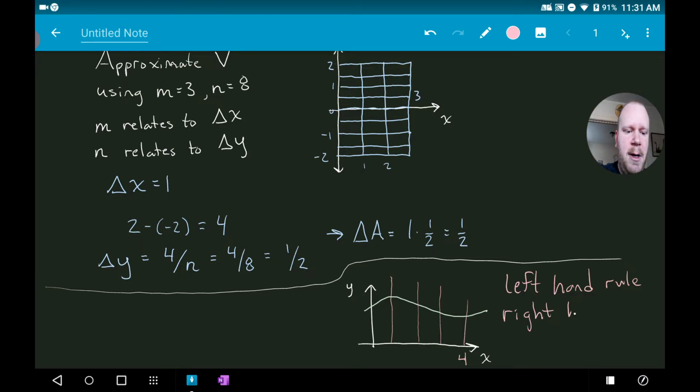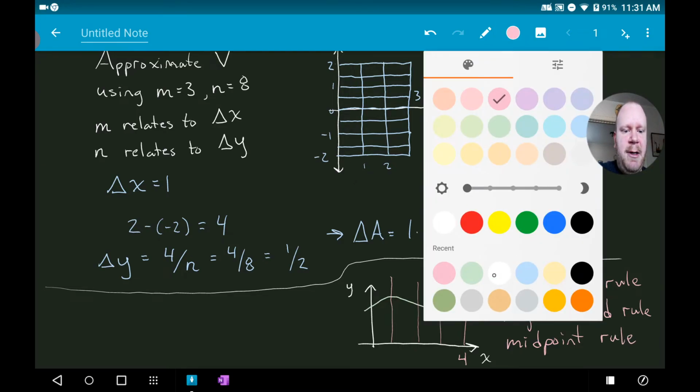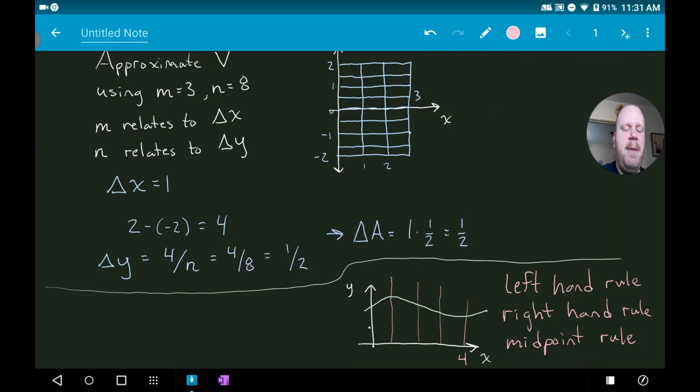You can use the right-hand rule, or you could use the midpoint rule. So what that means is you can think about how many of these rectangles you want to make to approximate this area underneath the curve. If you use the left-hand rule, you're always going to be using that left-hand piece to define what the height of this is, right?